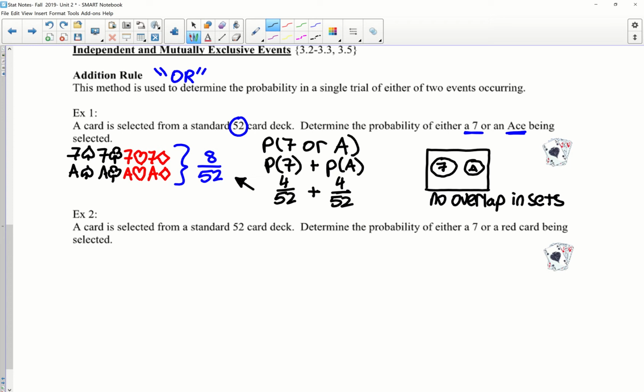But this is known as being mutually exclusive. Mutually exclusive. Now, it's kind of an interesting term. There's another word for it, disjoint.